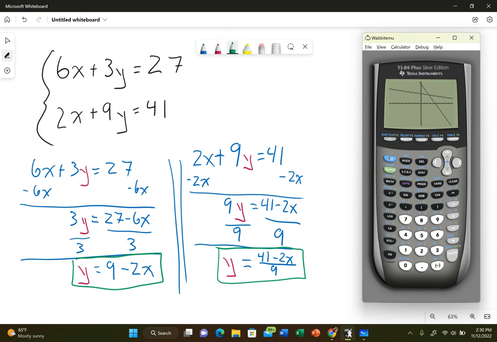I'm going to hit the blue button, second, trace. So second trace, that pulls up the calculate menu. And this does a whole mess of different things, but the one we're interested in is number 5 where it says intersect. Okay, so I'll hit number 5 for intersect. It's going to ask for the first curve. Now you'll see my little blinking pointer up here in the interface, right? So that's first curve. I'm going to hit enter. Second curve, it automatically jumped to my second curve, which is nice. I'll hit enter.